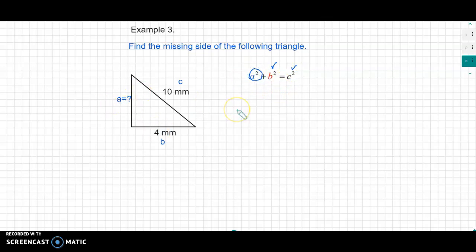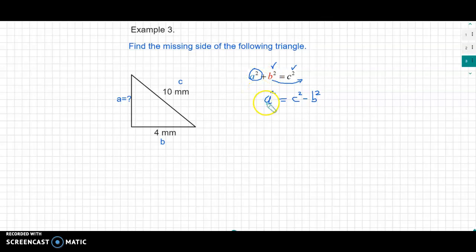Remember that to solve this equation, we need to leave the a alone. So we need to take this b squared to the other side of the equation with the opposite sign, and that way we can leave the a alone. So we will have a squared equals c squared minus b squared. We keep the c here, and b squared comes to the other side, but negative, because here it is positive.